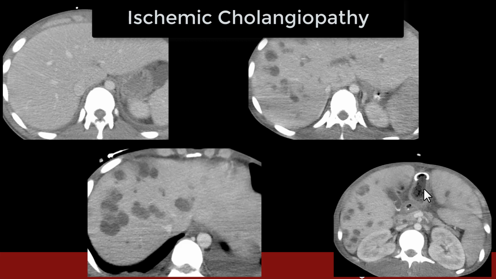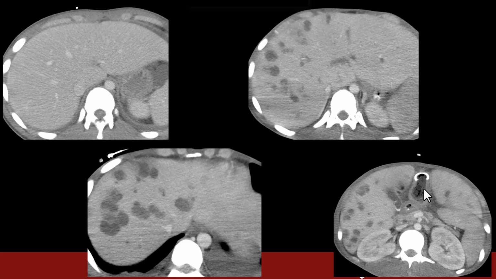So this was thought secondary to ischemic cholangiopathy from prolonged critical illness and hypotension. You know, ischemic cholangiopathy, status post hepatic artery thrombosis in a transplant patient could look very similar. So this is just one cause of SSC.